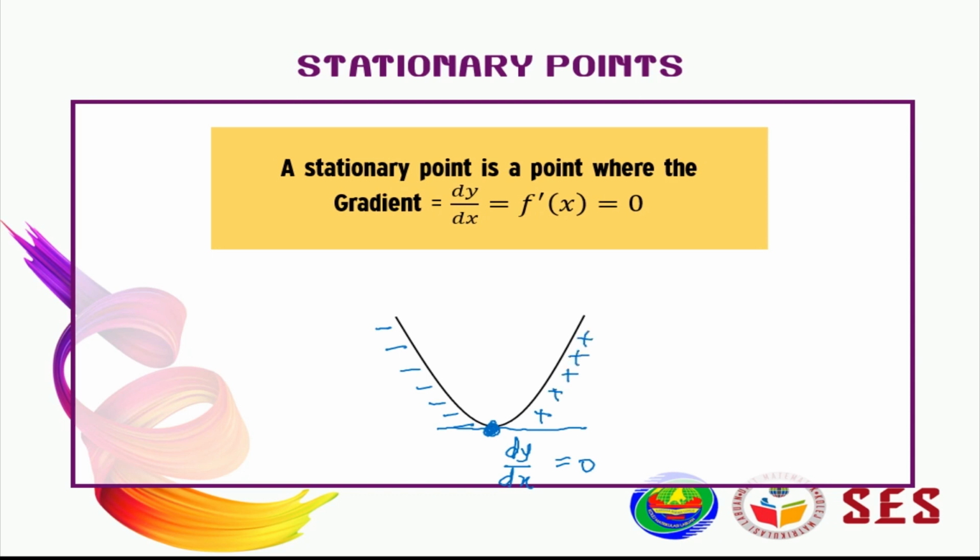This point over here, which I named point A, is what we call a stationary point. It is a stationary point because at this point our graph is neither increasing nor decreasing, it just stays, and our dy dx is equal to 0.